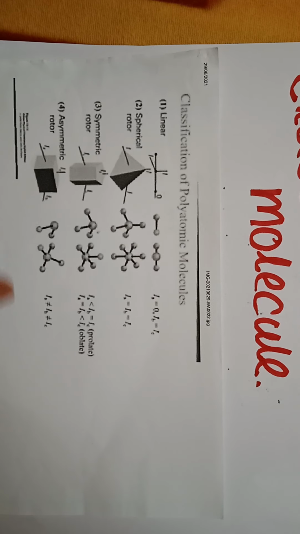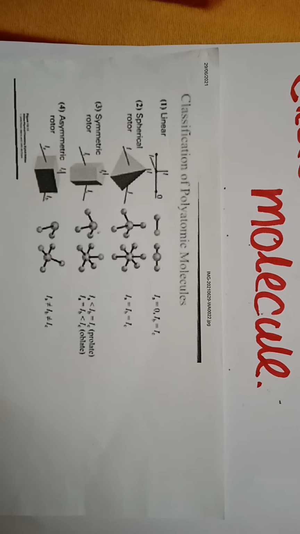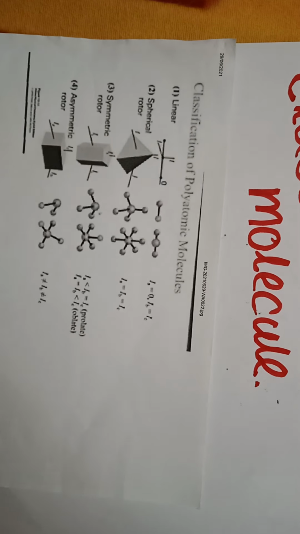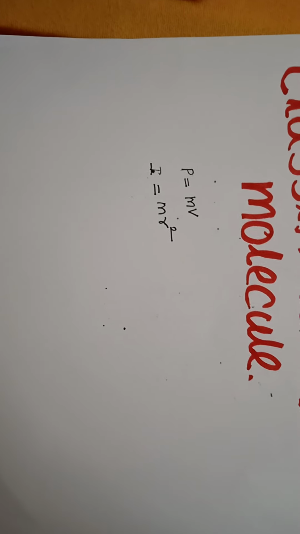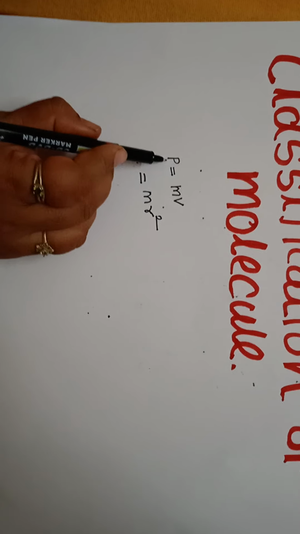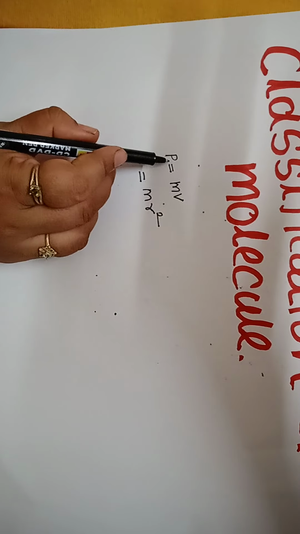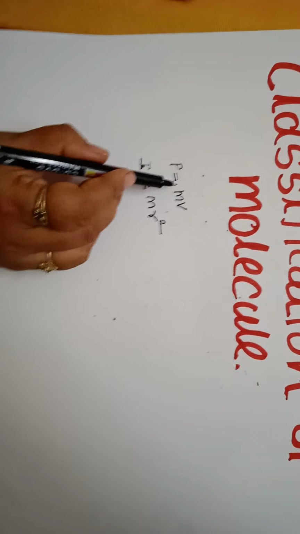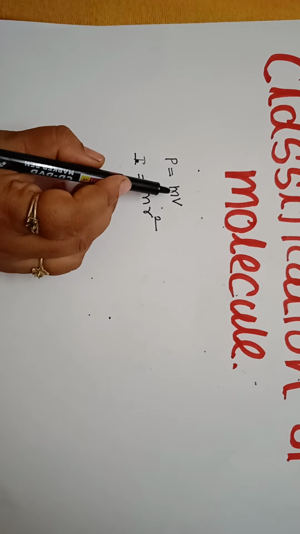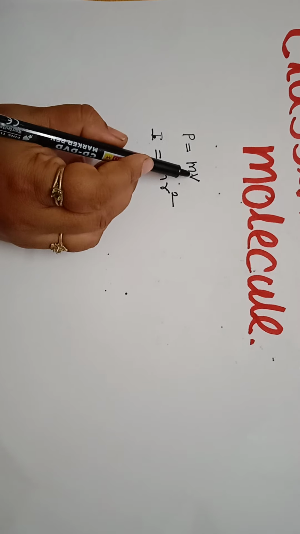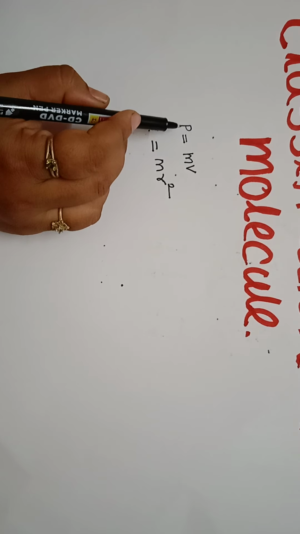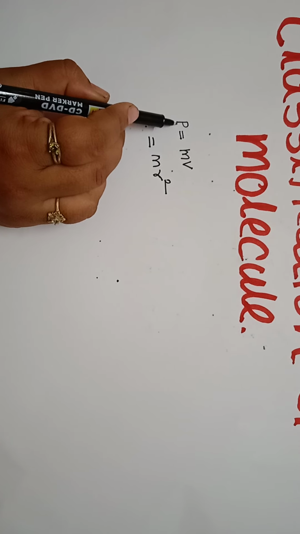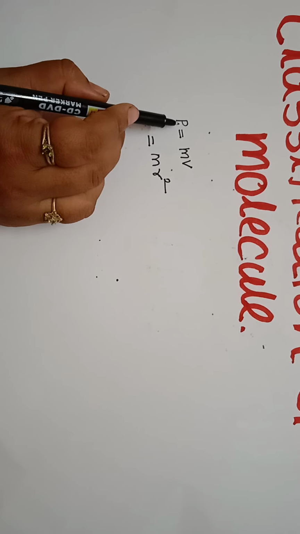with simple physics, which is linear momentum. We know linear momentum P is equal to mv. It tells about the mass and velocity, and momentum tells about the motion.